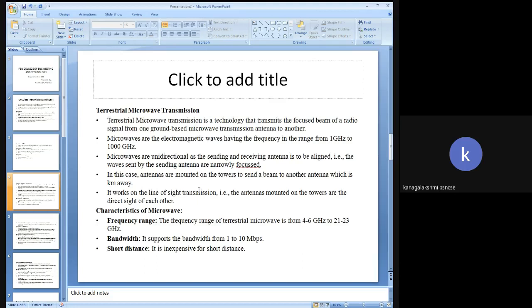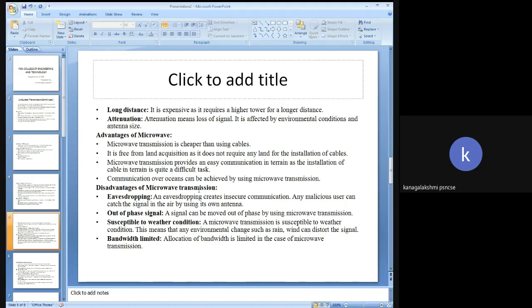It is short distance. Microwave transmission is inexpensive for short distance coverage. If it is a long distance, then it's expensive.